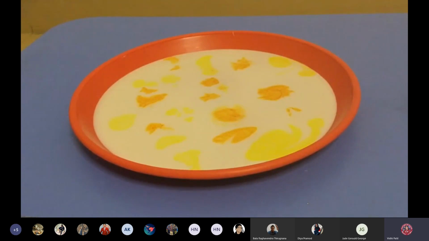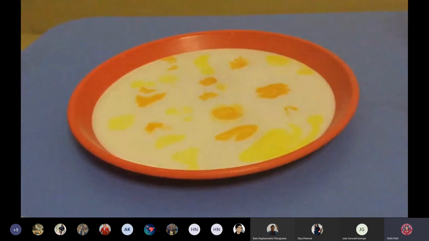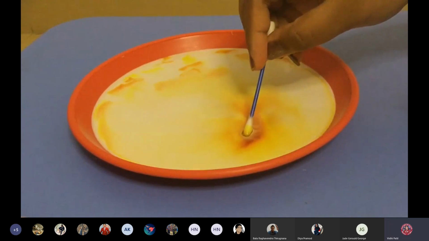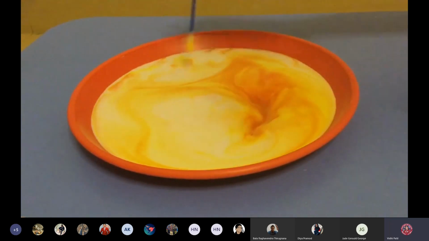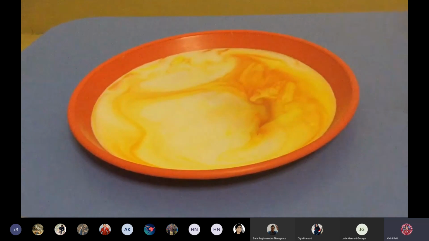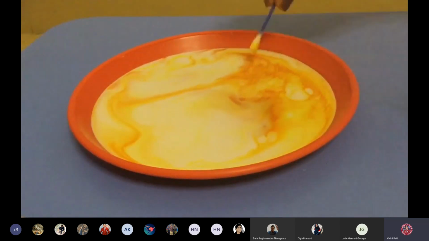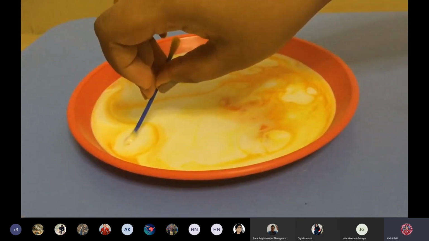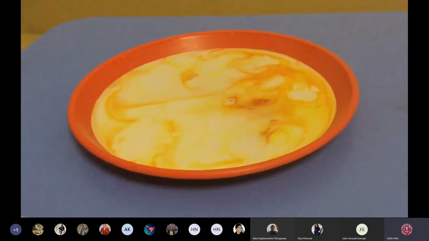And now I'm going to take my bowl with the soap and dip a cotton swab in it and just put the cotton swab in the milk. Now here you can see how the soap has reacted with the milk and how it has created a beautiful swirl of colors and how the color just spread in this plate. You can see now as the milk has already reacted with the soap, it's not reacting anymore.